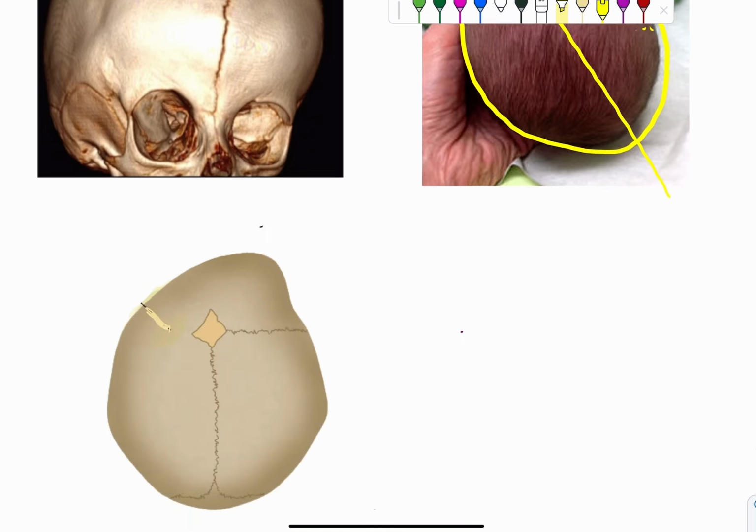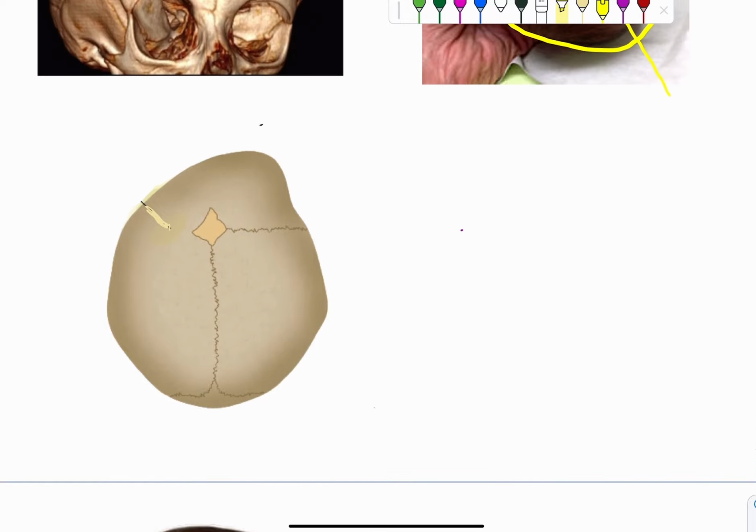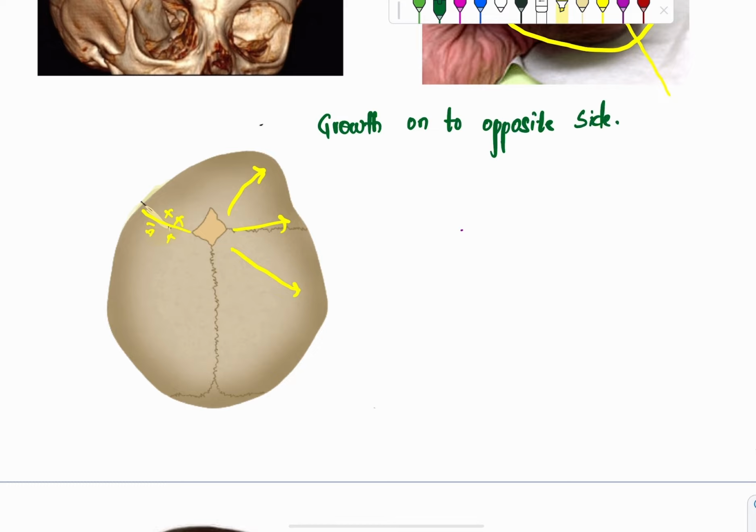Right. So another important image here. In this image also you see the coronal suture is completely fused. Because of this fusion, what is happening? The development is happening onto the opposite side like this. So this kind of skull, the growth is happening onto the opposite side. Exactly speaking, contralateral side would be nice. Okay. Opposite side. Clear? So this is called as plagiocephaly.